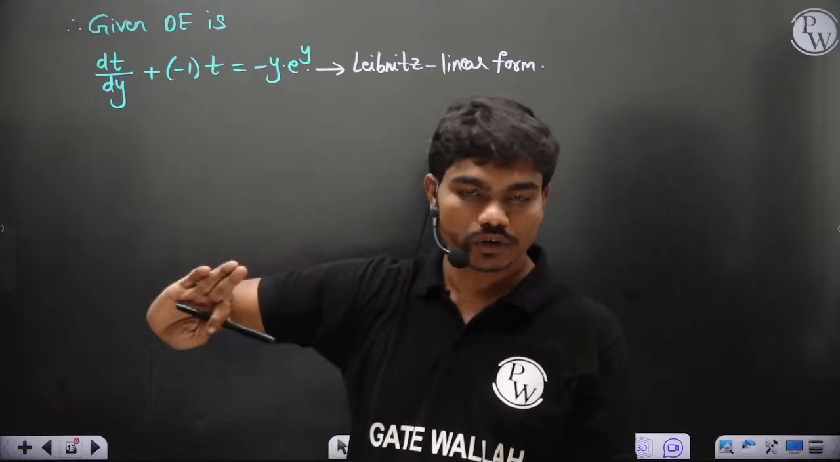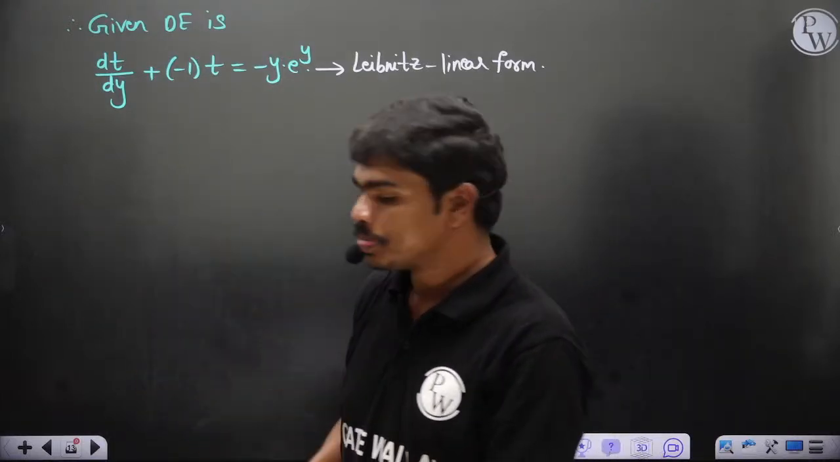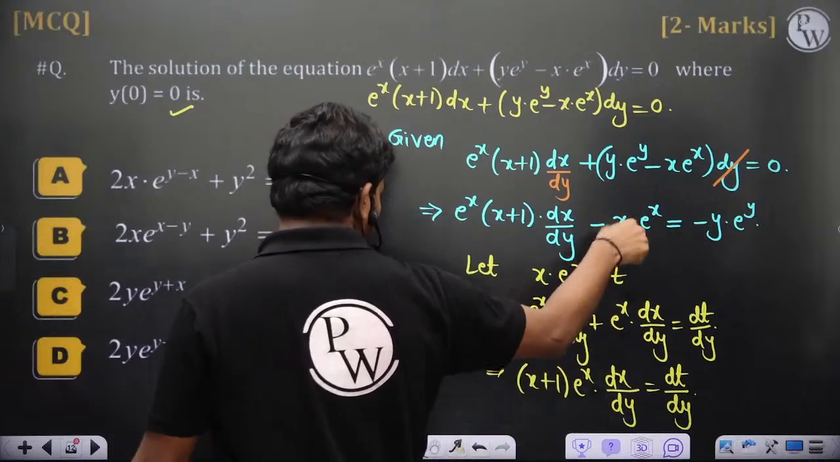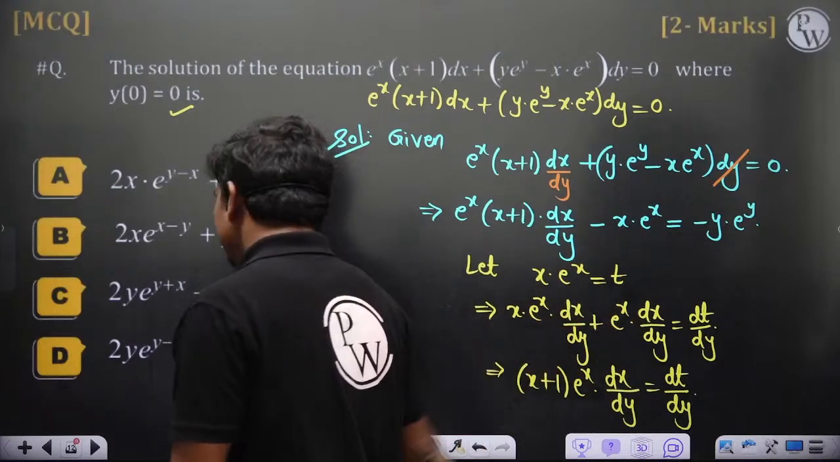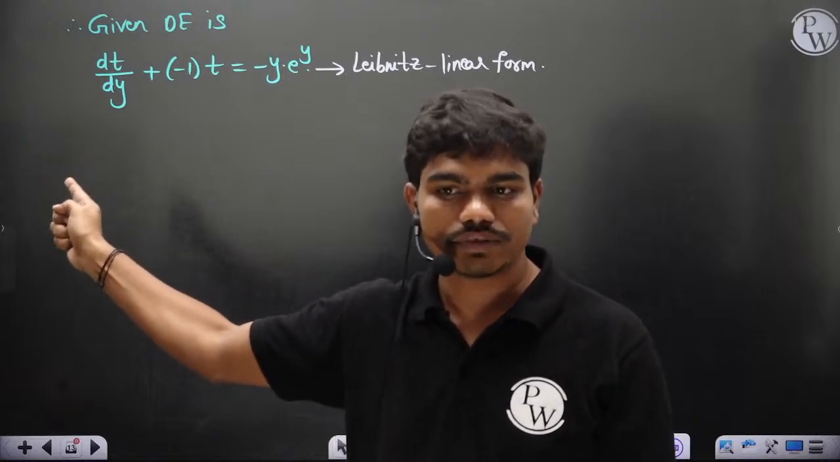Is this clear to all of you till this point? If this is clear, then the job is almost 80% done. But please confirm. Just by making this simple substitution as t, within these two steps, you can identify the given equation can be converted to Leibniz linear form. Is this clear to each and everyone?